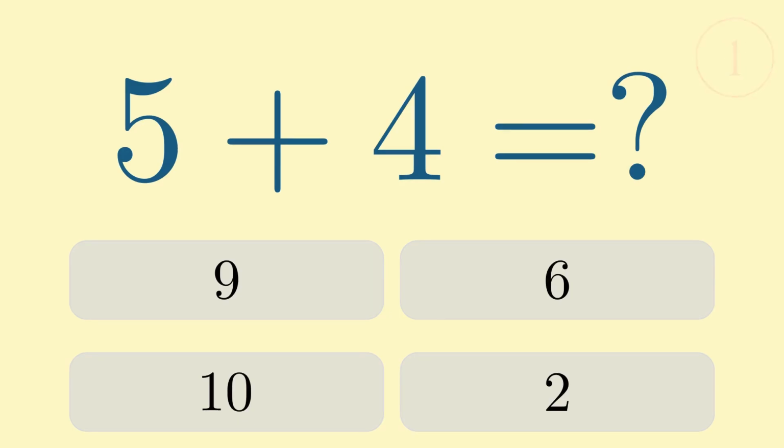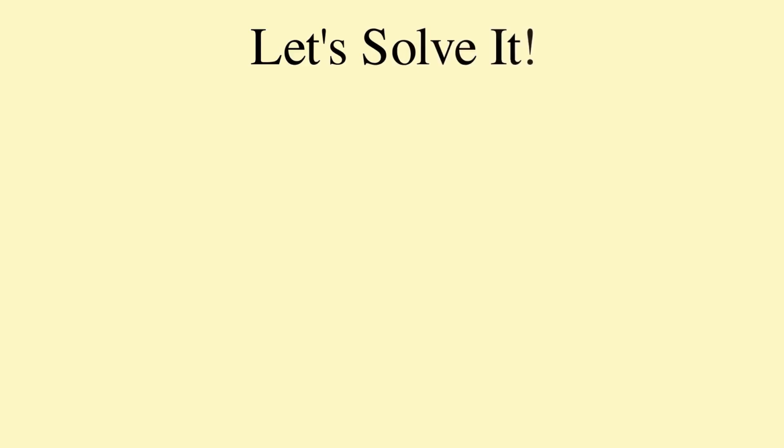Time's up. The correct answer is 9. Now, let's see how we got this answer. When adding 5 and 4, we align them in column format. 5 plus 4 equals 9. We can also use a number line.